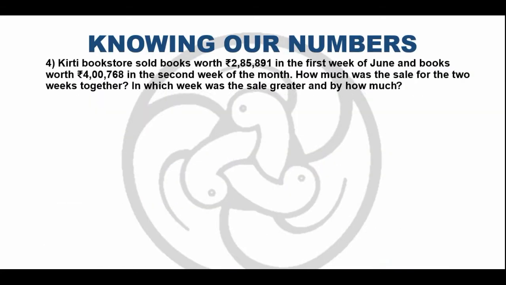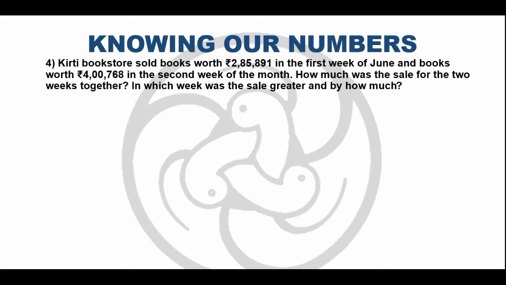2,28,800 votes. And then the fourth question: Kirti bookstore sold books worth 2,85,891 in the first week of June and books worth 4,768 in the second week of the month. How much was the sale for the 2 weeks together? In which week was the sale greater and by how much?